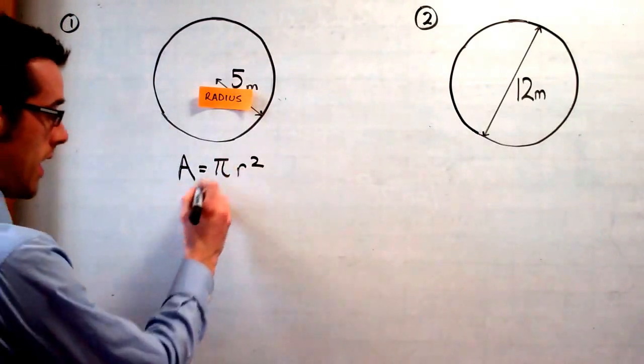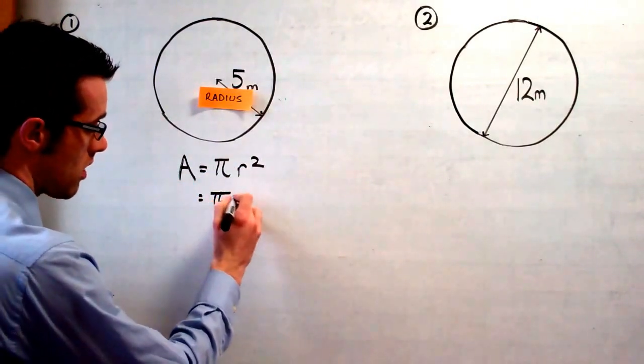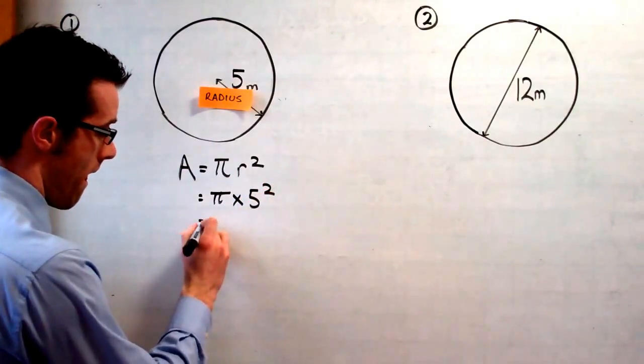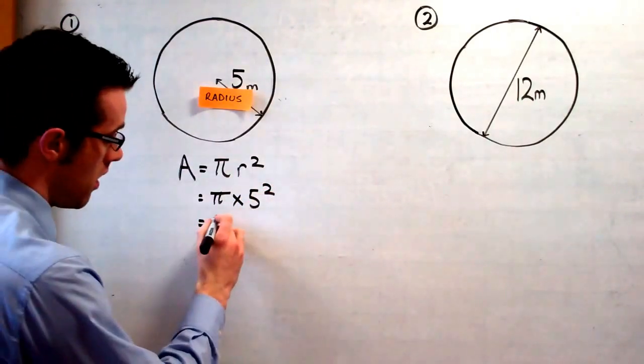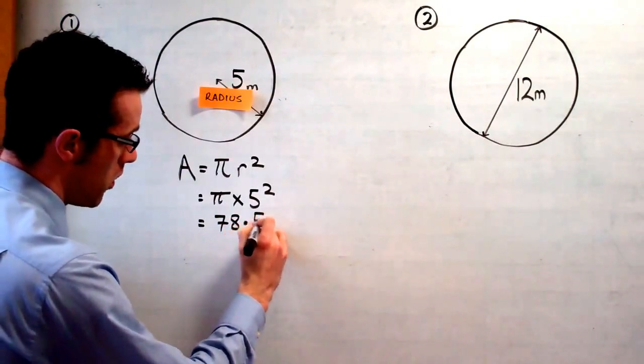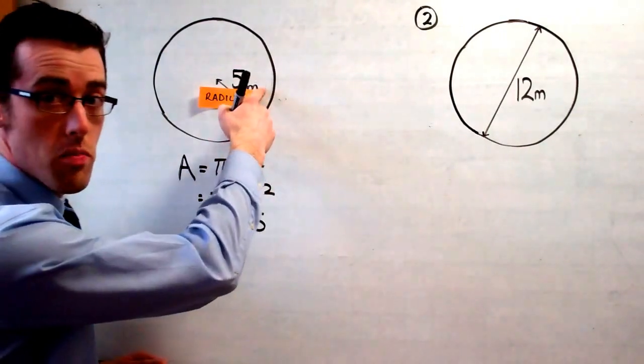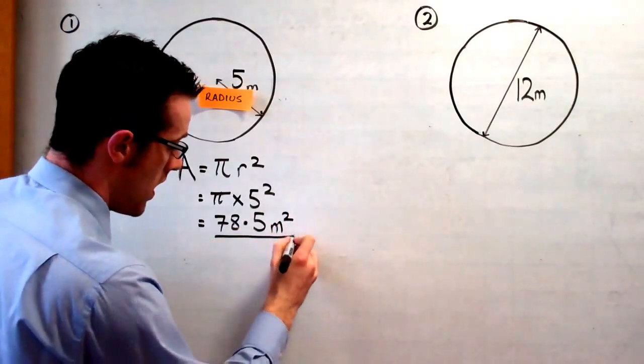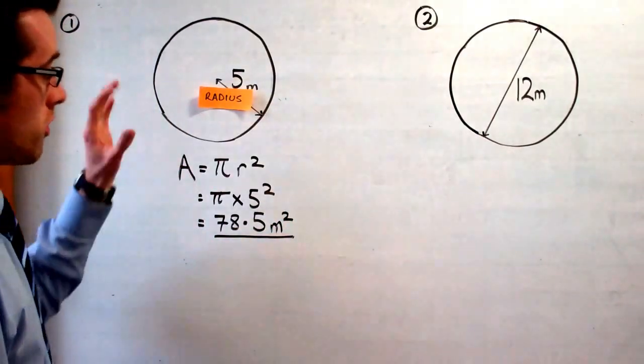Okay, and then simply pi times 5 squared, which gives us an answer of 78.5. We need to remember our units. We can see here it's metres, so our units for area are going to be metres squared, and that's rounded to 1 decimal place. Okay, so very simple.